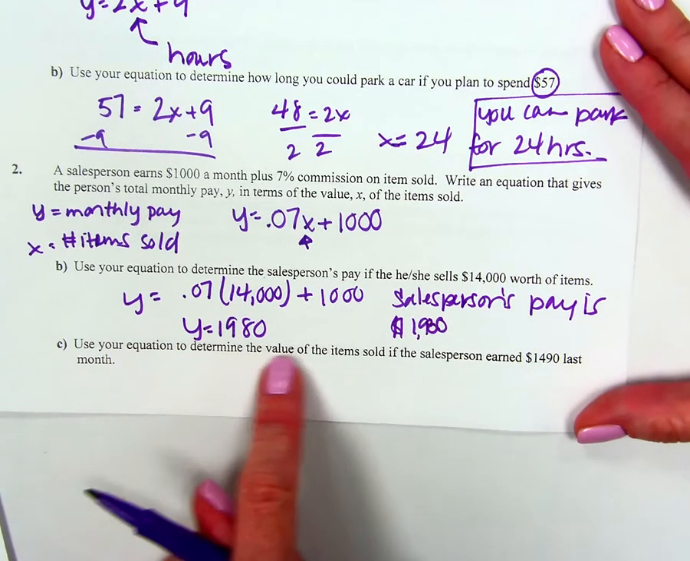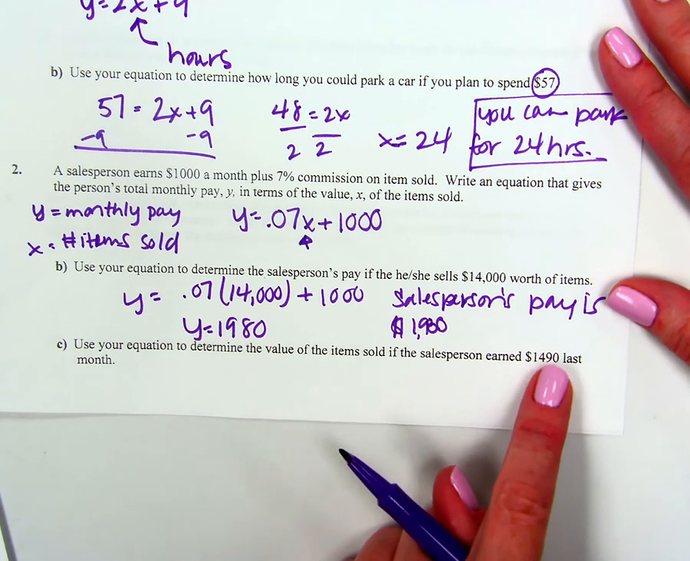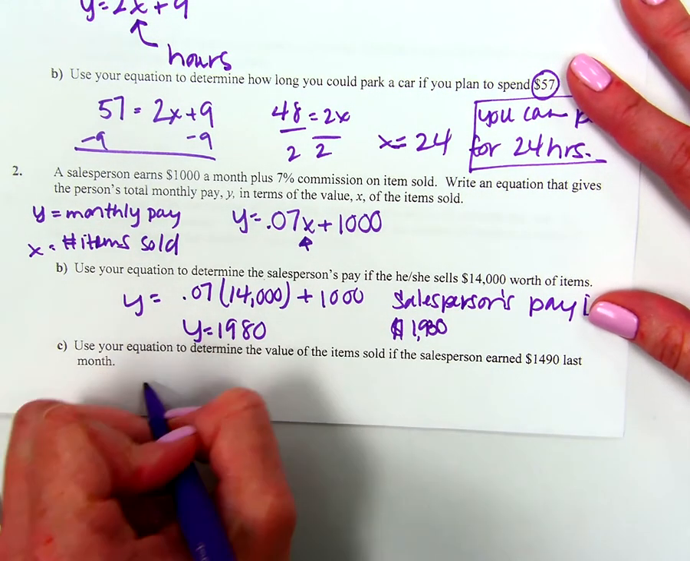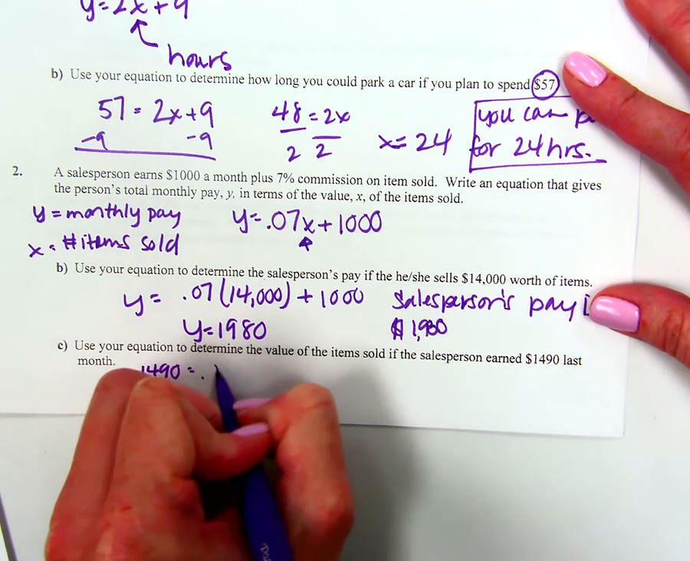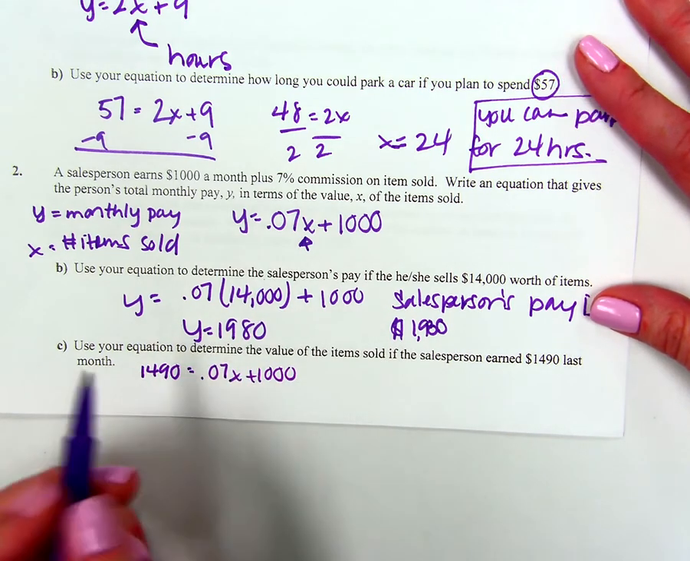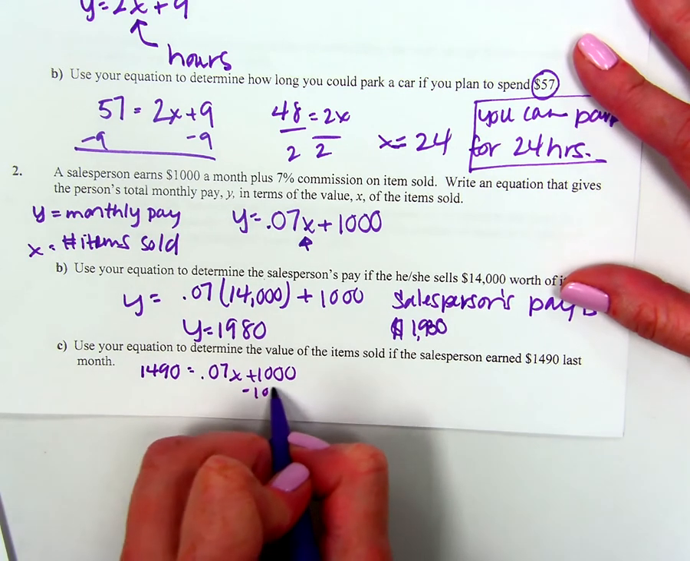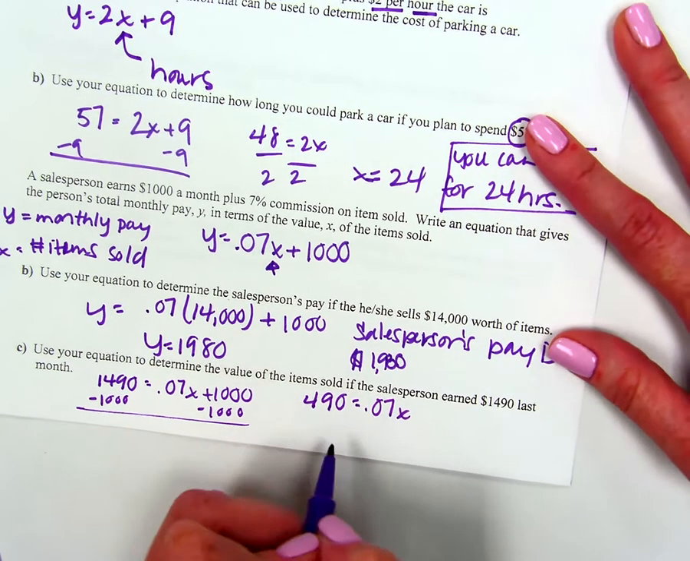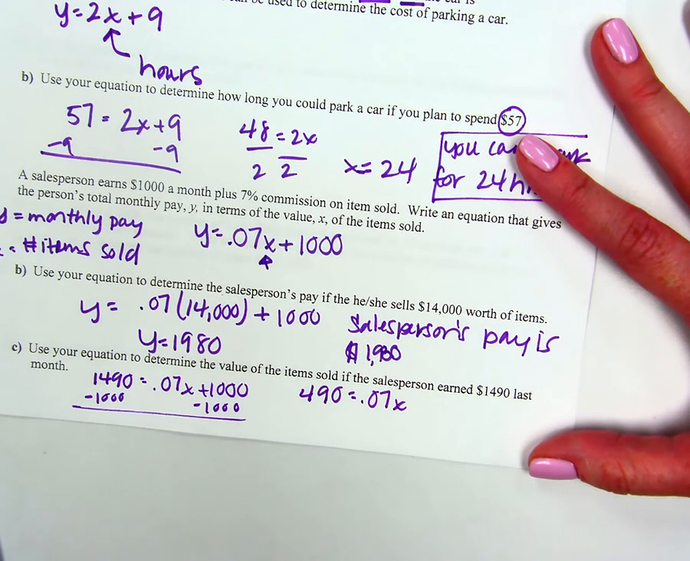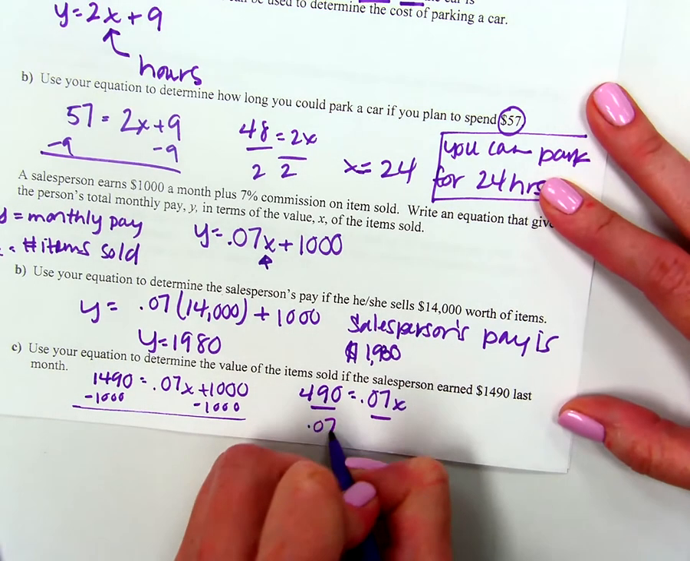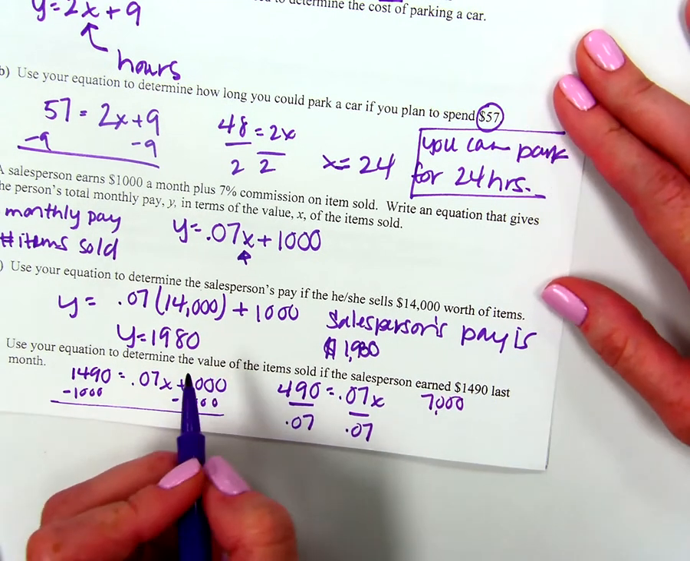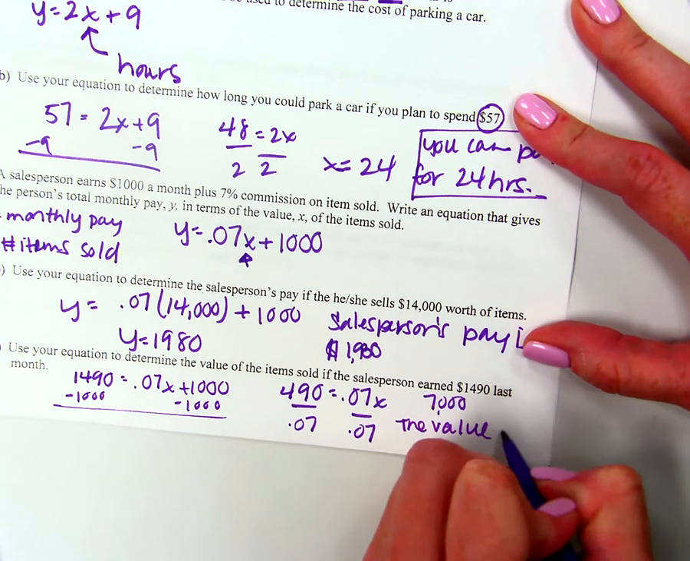Now C says use the equation to determine the value of items sold if the salesperson earned $1,490 last month. So we're going to take our equation and we're going to put the $1,490 in for our y. That was our monthly pay. So we're going to go back to our original equation. We're going to put in $1,490 equals 0.07x plus 1,000. We're going to solve for x. So we are going to subtract 1,000 from both sides. So I now have 490 equals 0.07x. So I'm going to plug that into my calculator. Divide both sides by 0.07, and I end up with 7,000. So the value of the items is $7,000.